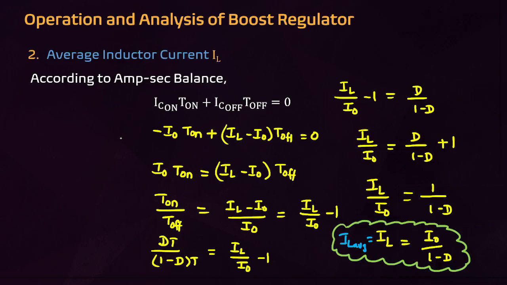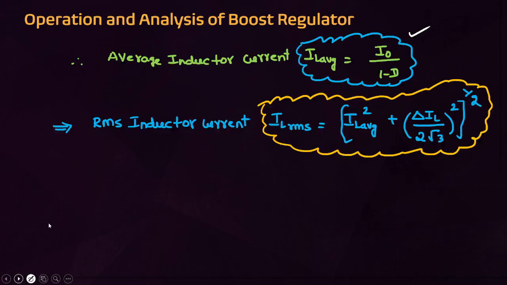What is the average inductor current? The average inductor current equals I naught by 1 minus D. But in the case of buck regulator, the average inductor current is equal to I naught. But here it is I naught by 1 minus D. What is the RMS inductor current? Similar to buck regulator, IL rms equals the square root of IL average squared plus the square of delta IL by 2 root 3.